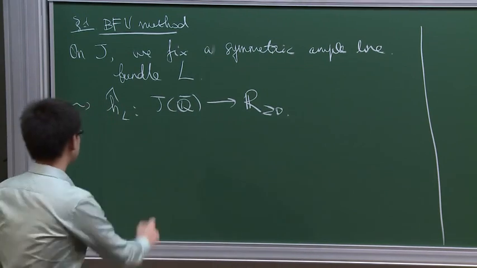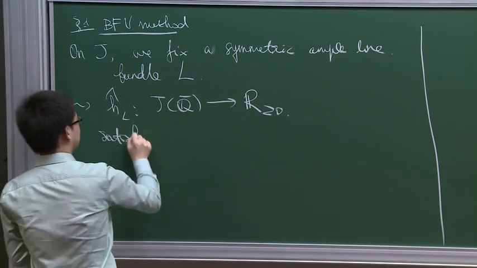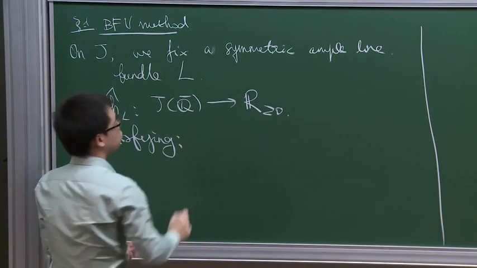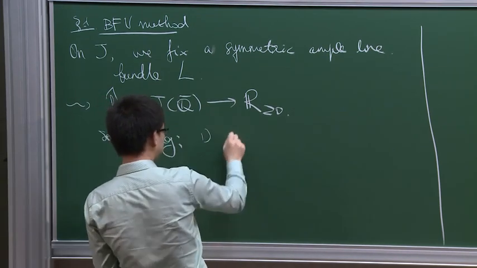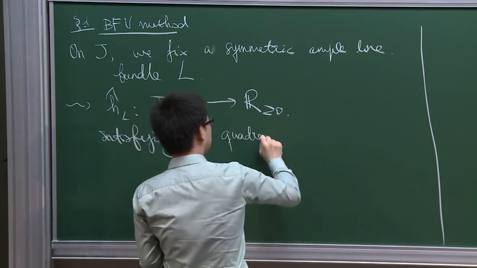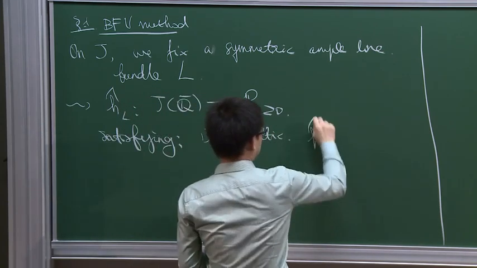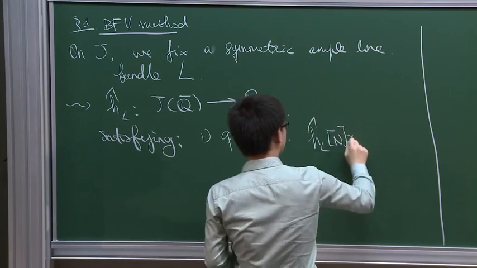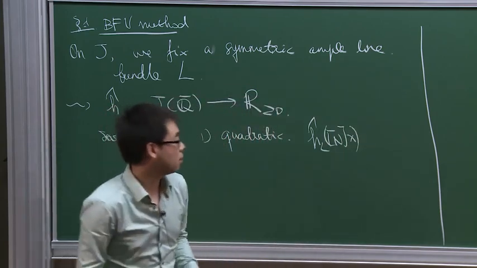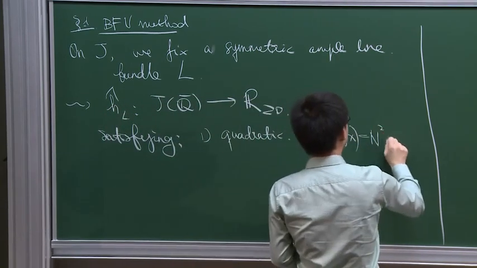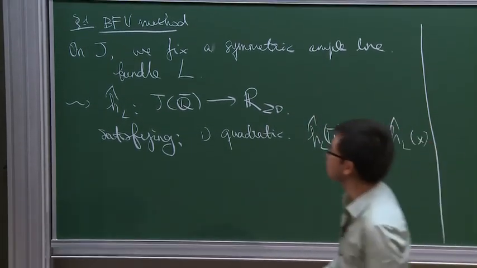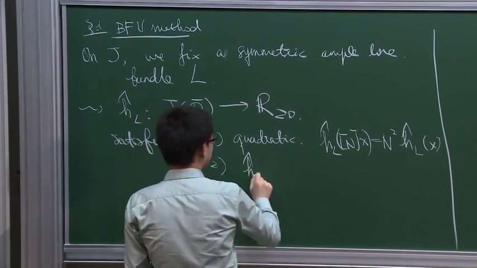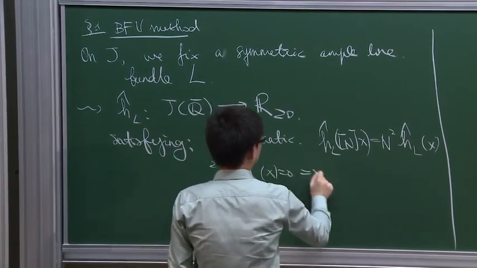It satisfies two properties. First of all, this function is quadratic. It defines a quadratic form, or simply in this term, if we take the multiplication by n of the height, it is n squared times the height of the original point. And secondly, it vanishes precisely on the torsion points.